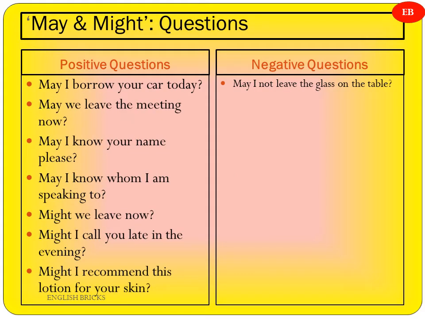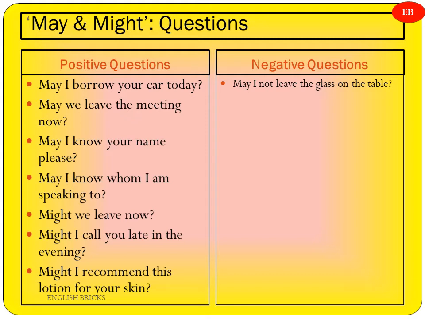How about using may and might to form interrogative sentences, both positive and negative? Let's look at the examples there. May I borrow your car today? May we leave the meeting now? May I know your name, please? May I know whom I am speaking to? Might we leave now? Might I call you late in the evening? Might I recommend this lotion for your skin? Now all these I've used the positive forms may and might, and all these interrogative sentences begin with the modal auxiliary verb may or might.